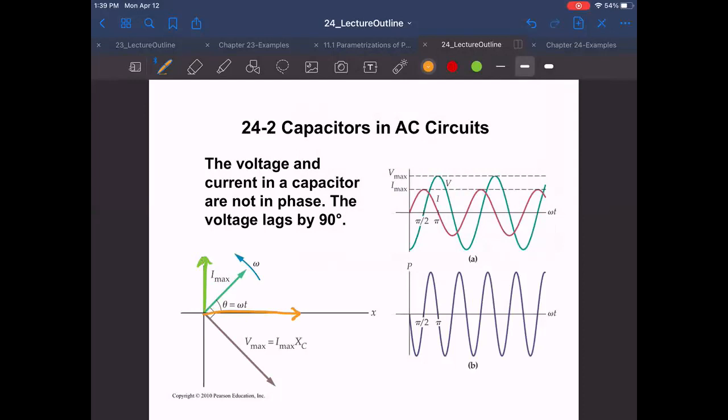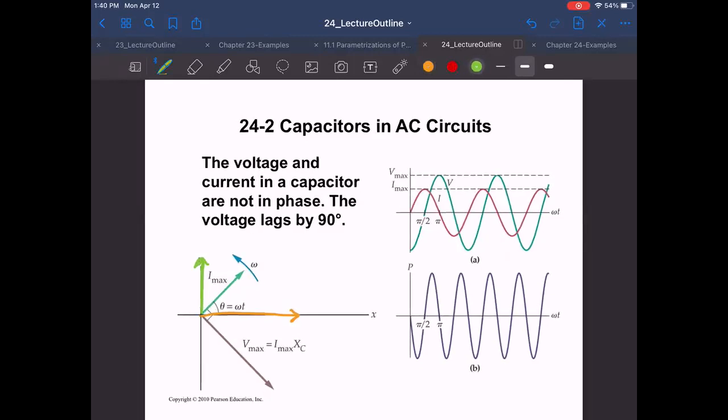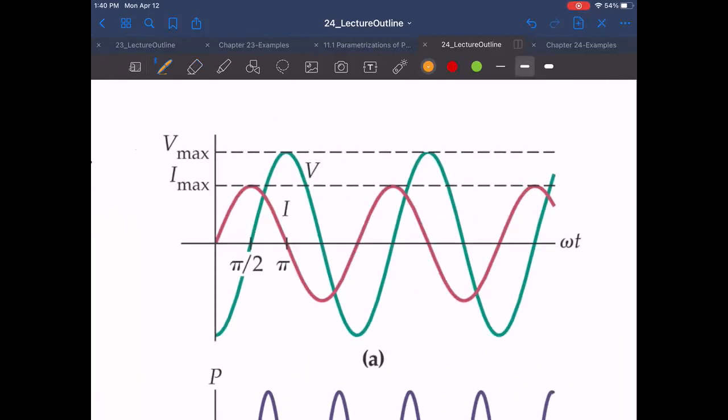As the current starts to fill it up, this will rotate, the current will start to decrease, and the voltage will start to increase, until you reach the point that the voltage is pointed straight up and is at a maximum, and the current has dropped to 0. So they are off by 90 degrees from each other. Okay? They're out of phase by 90 degrees. And you can see that in this picture right here too. When the current is at a maximum, voltage is at 0. When the voltage is at a maximum, the current is at 0.